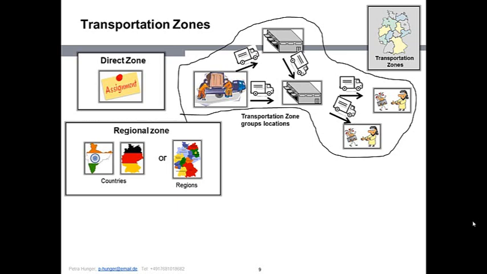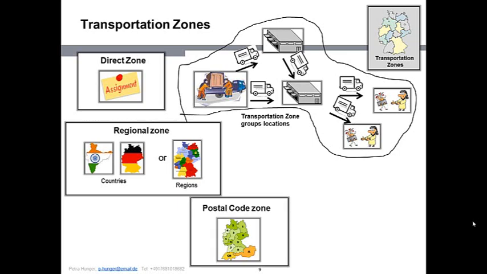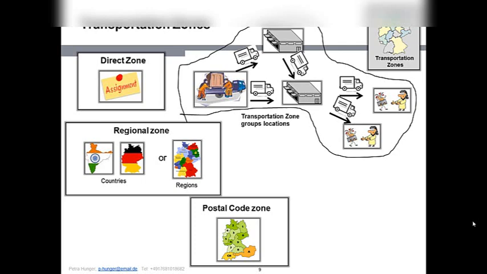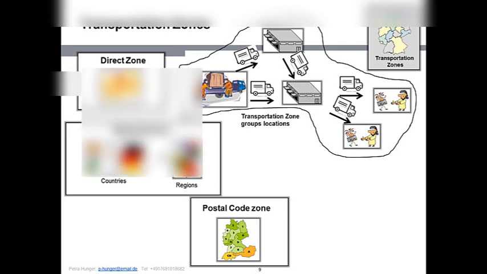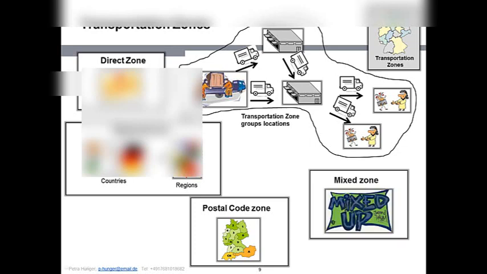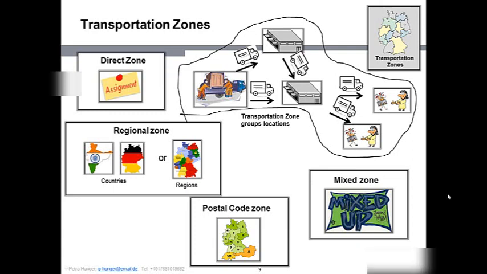The second type is the regional zone. In this case, the zone is created for a certain region, for example, Schleswig-Holstein in Germany. And when a location has that region, it's automatically assigned to this transportation zone upon saving. Also, the transportation zone can be based on the postal code. So you can create a transportation zone and assign a certain range of postal codes or individual postal codes if you want. And then if a location belongs to that postal code range or to this postal code, then it will be assigned automatically to the transportation zone upon saving. Maybe a small detail which will be more visible in the system. There is also a mixed zone, and a mixed zone is when several other zones are assigned.